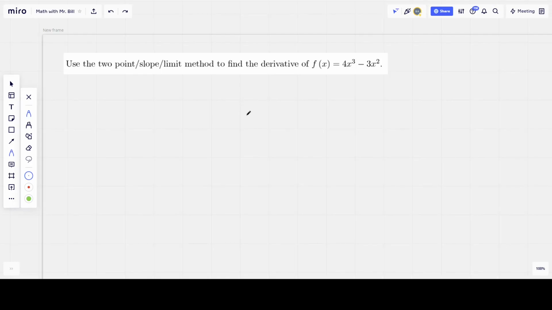Today we're going to be discussing how to find the derivative using the definition of the derivative, the limit definition of the derivative, or what's being called here in this problem the two-point slope limit method to find the derivative. So let's jump right into this.